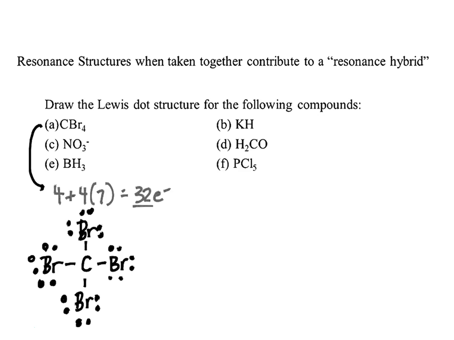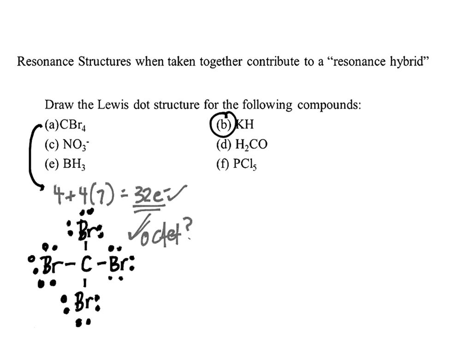That's the end. And then we're going to check and make sure everybody has an octet. And the answer is yes. All the bromines and the carbon have an octet. Next, this is potassium hydride. And so we talked briefly about Lewis dot structures for ionic compounds earlier.